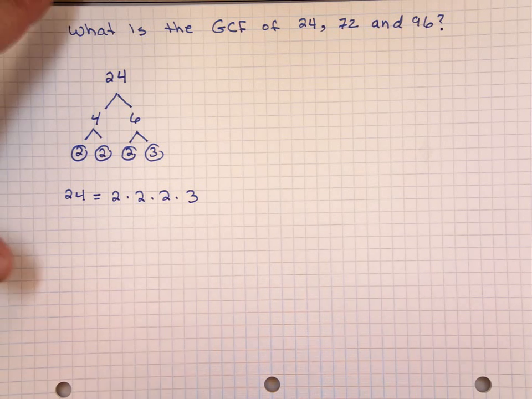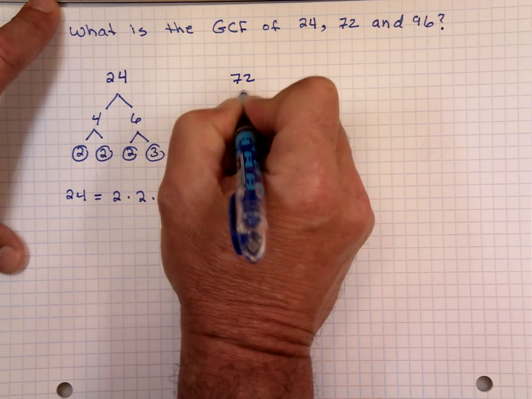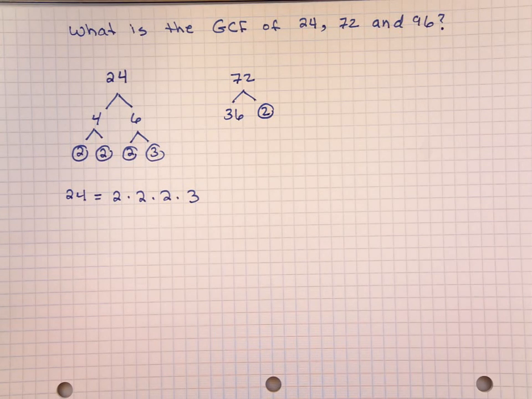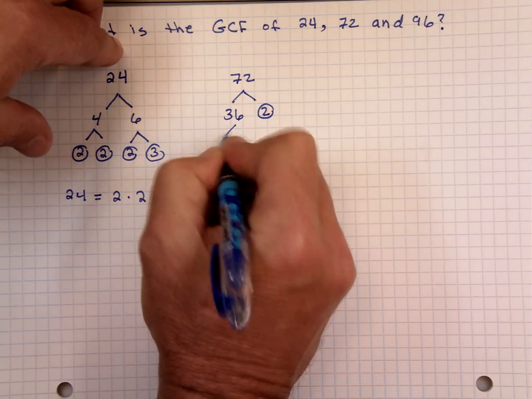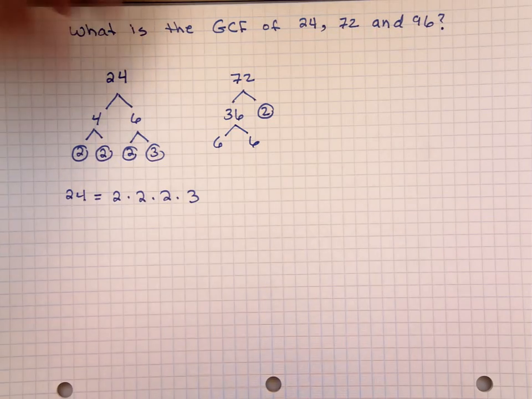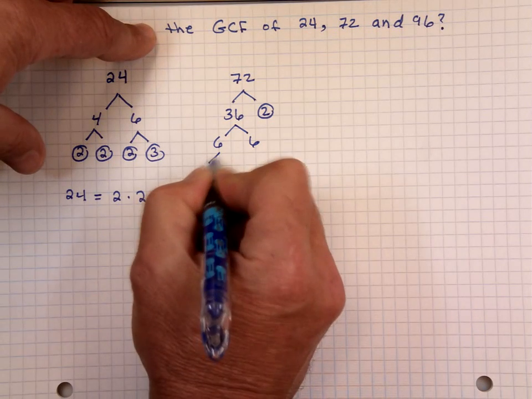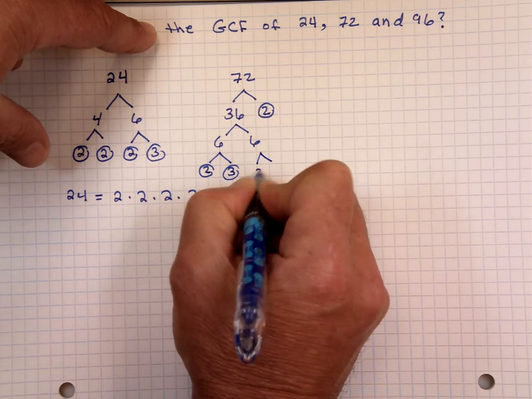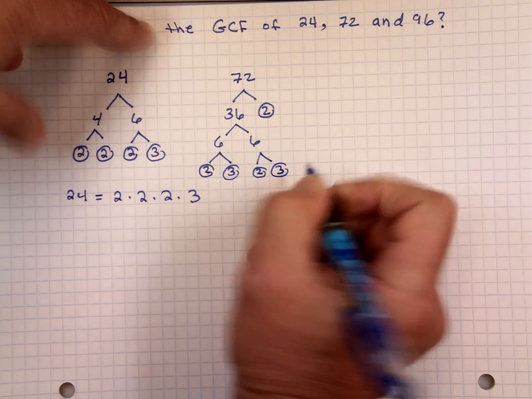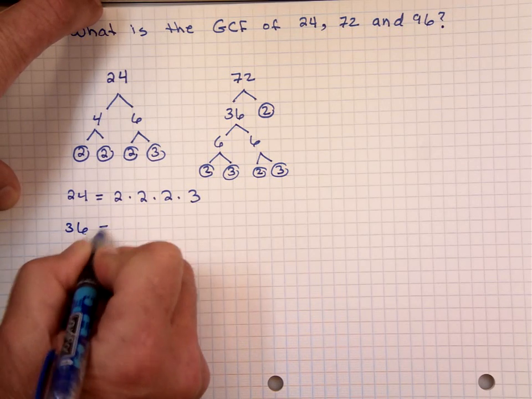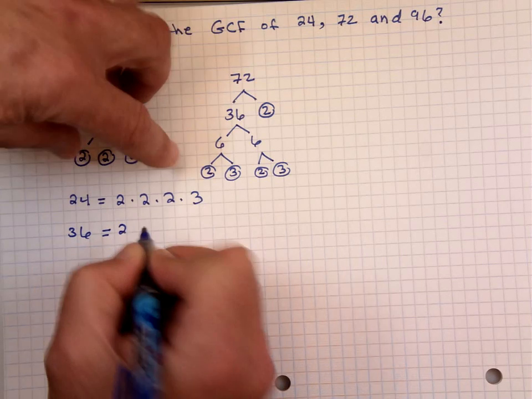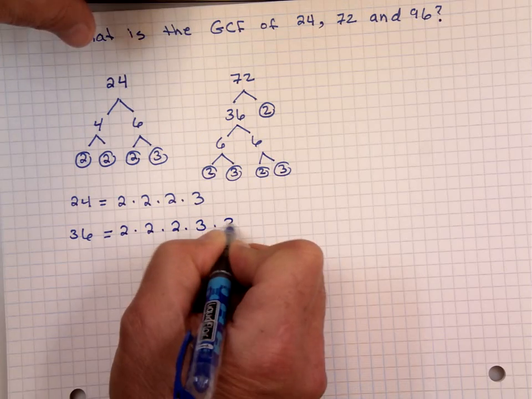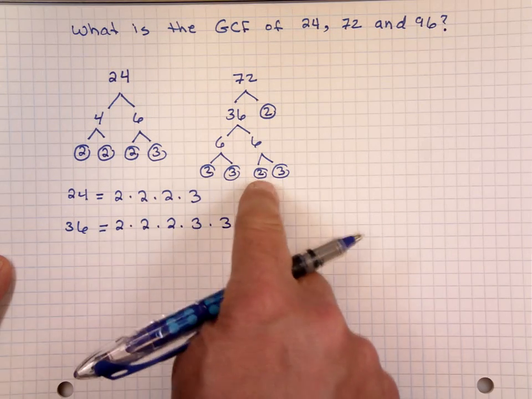Let's take the 72. 36 times 2. 2 is a prime number, 36 is not. 36 is 6 times 6. None of them is a prime number. The 6 is what? 2 times 3. So when you write the 36 now, there's a 2 here. Let's list the prime factors of it. Times 2, times 2, times 3, times 3. I got 1, 2, 3 2s, and 2 3s.